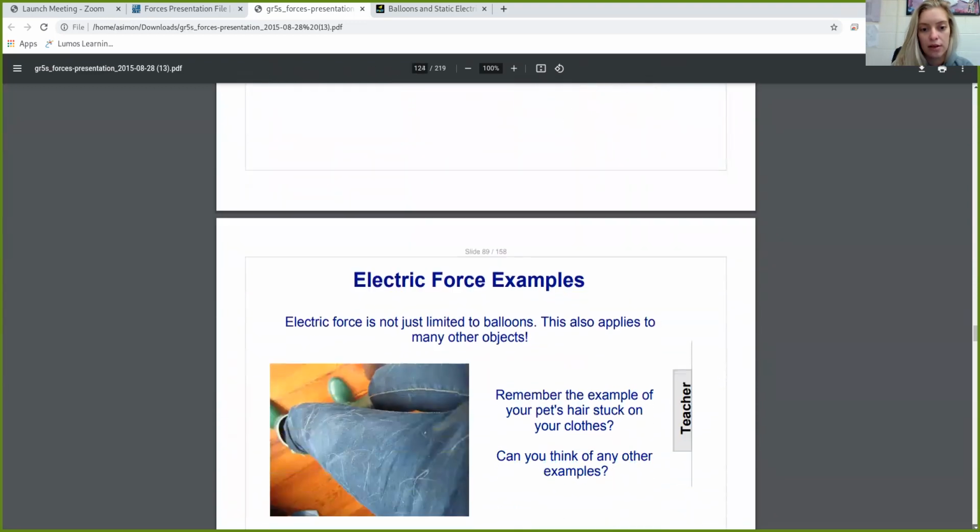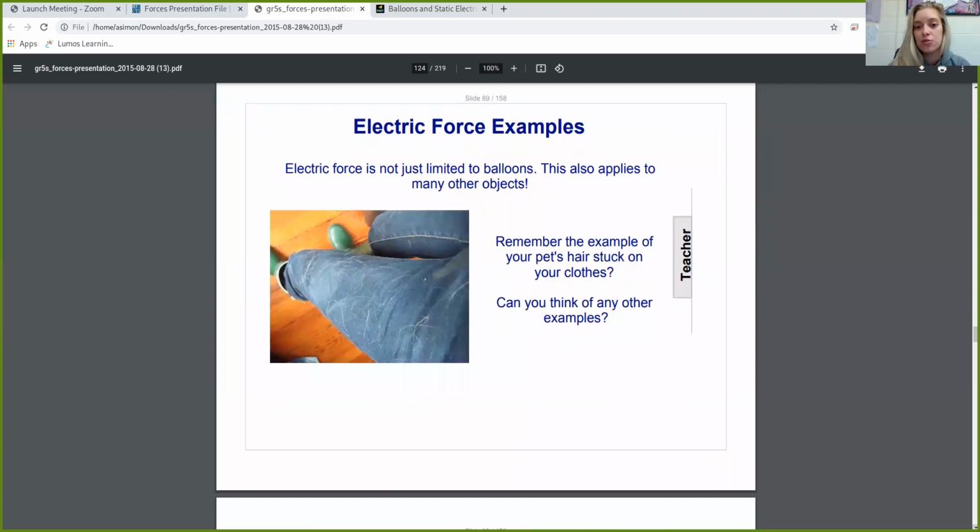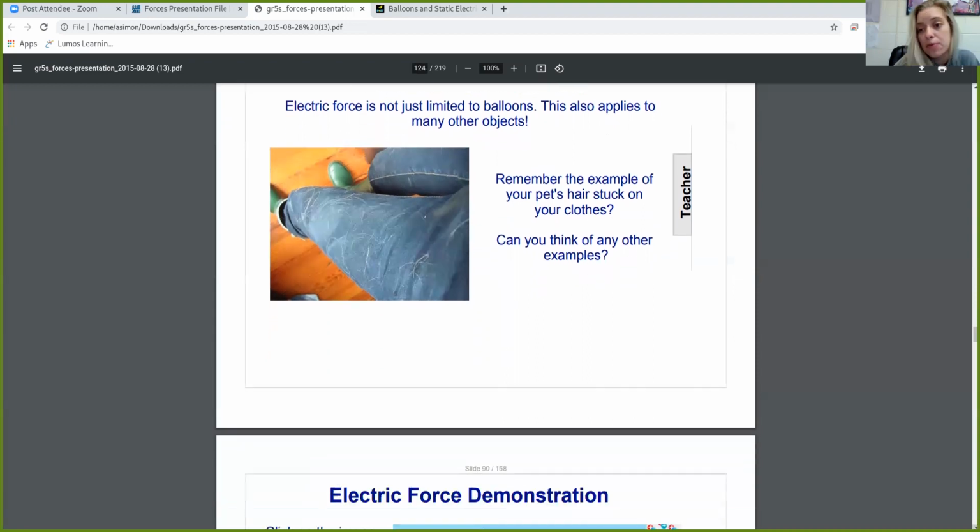All right, moving on. Electric force is not just limited to balloons. This also applies to many other objects. Remember, we talked about when your pet's hair sticks on your clothes. I want you to think of what are some other examples of this transfer of electric charges. What's another example you can think of? I know some of us might have said when you're going down a slide and a person's hair stands up. The electric charges are being transferred from the slide to the person, so that causes their hair to stand up.